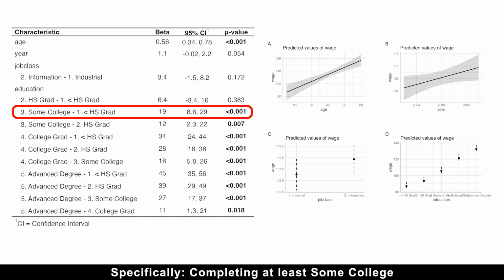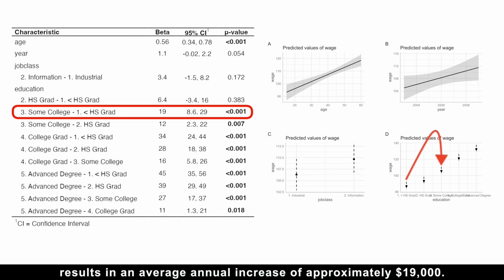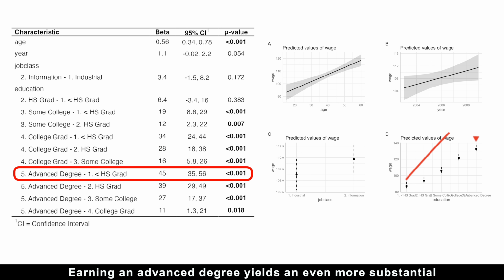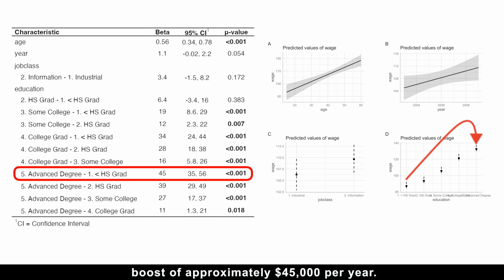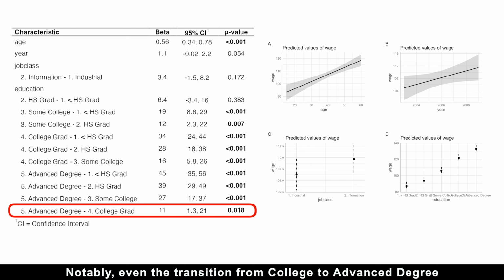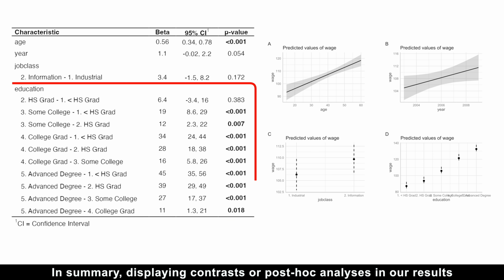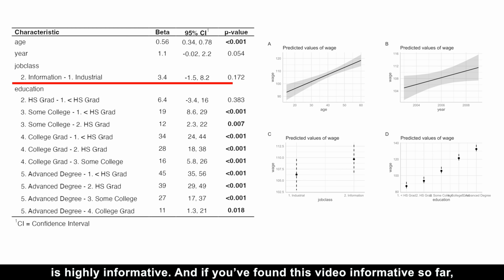Specifically, completing at least some college results in an average annual increase of approximately $19,000. Graduating from college leads to an average annual increase of around $34,000. Earning an advanced degree yields an even more substantial boost of approximately $45,000 per year. Notably, even the transition from college to advanced degree significantly raises our salary by $11,000. In summary, displaying contrasts or post hoc analysis in our results is highly informative.